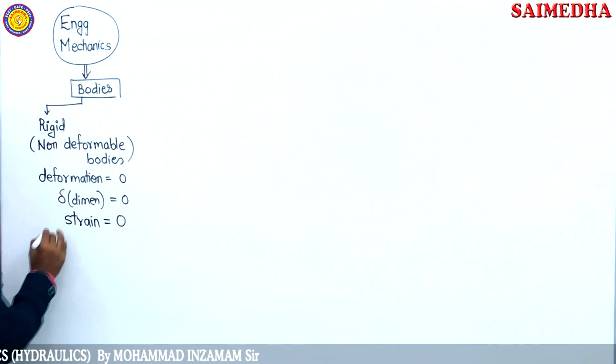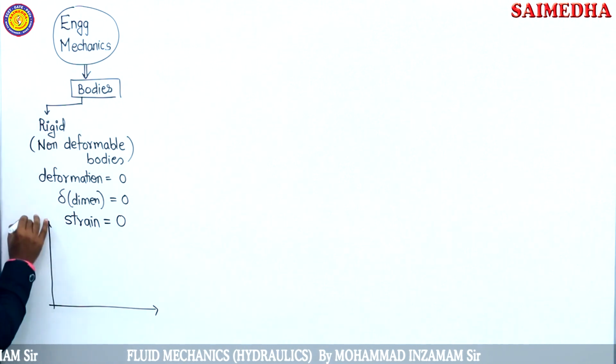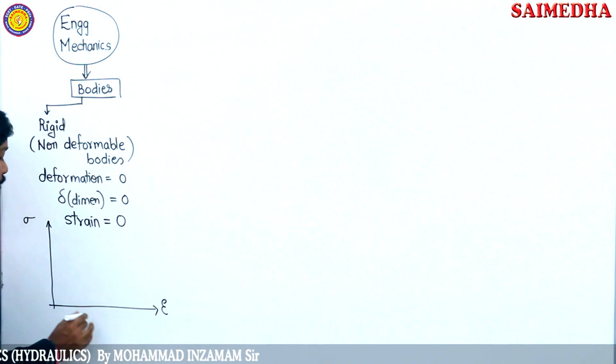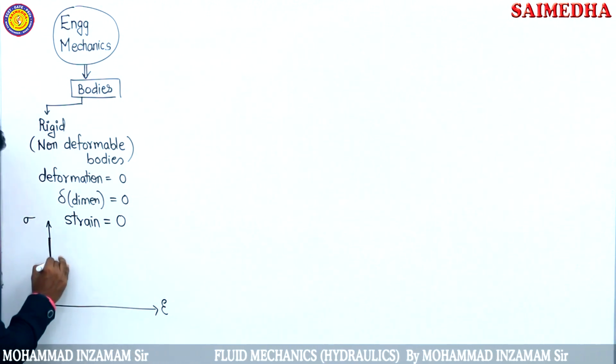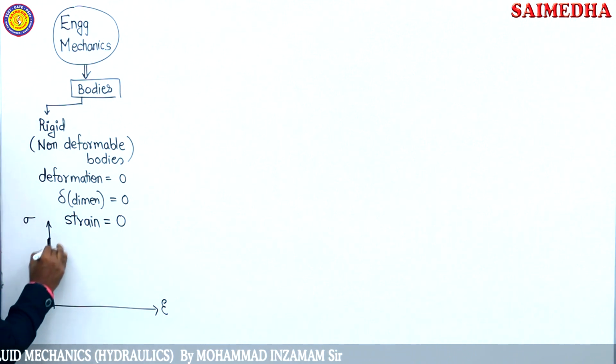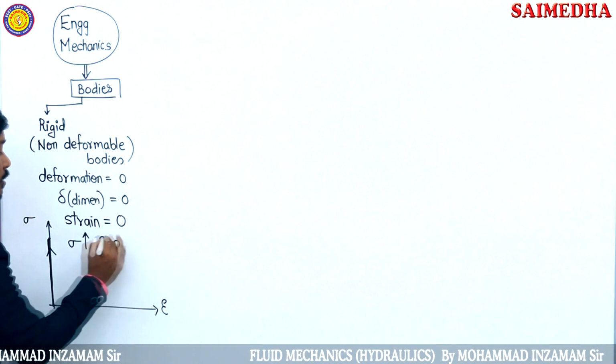0. If I draw a diagram here, observe the stress versus strain diagram. Let's say this one is stress, and let's say this one is what? Strain, guys. Strain value is equal to 0, but stress goes on increasing. You can observe, this is which axis, guys? Y axis. Stress goes on increasing, but strain value is equal to 0.